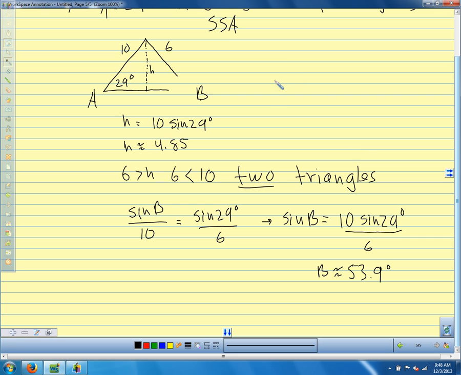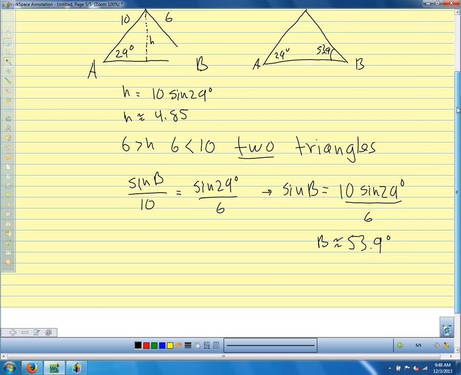So that's one possibility for angle B, and that triangle would look something like this. And then our other possibility is the supplement of 53.9. So I'd say B equals 180 minus 53.9, which gives me, what does that come out to? 126.1. And that triangle would look something like that. And this angle would be 126 degrees.